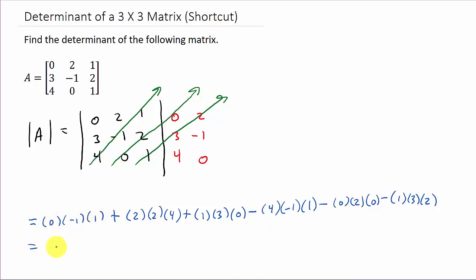When I multiply this, we get 0 plus, and then 2 times 2 is 4, times 4 is 16, plus 1 times 3 times 0 is 0. And then this is a -4 times a -1. Well, that's going to be +4. So 4 times 1 is +4. And then 0 times 2 times 0, that's -0. And then minus the 1 times 3 times 2, that's 6. So that's going to be 20 minus 6, which is 14. And there's your determinant of your 3 by 3.